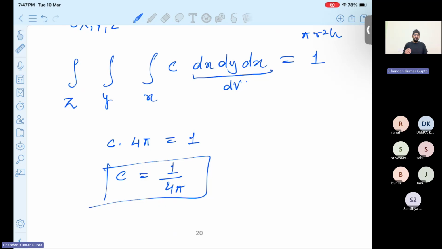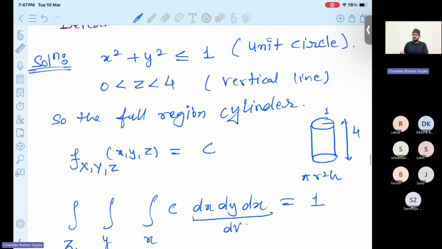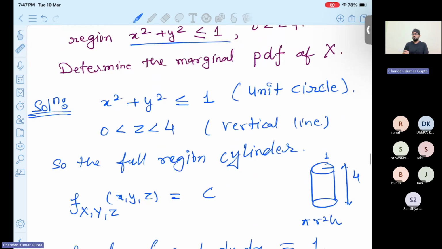Okay. Now the next step is to find the marginal PDF of x. Now we need to find the marginal PDF of x.